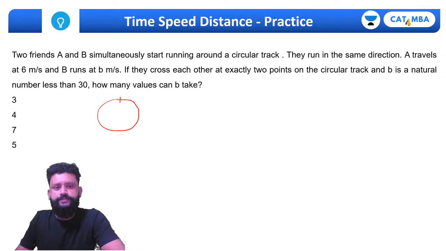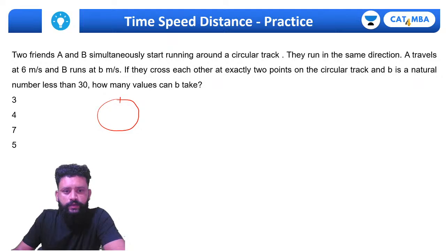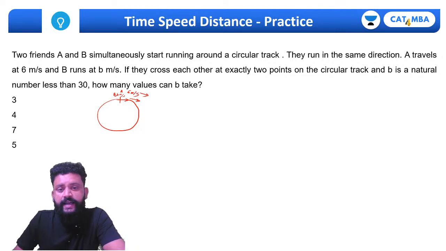So how can we solve it? A and B are going in the same direction. Okay, A's speed is 6 meters per second, B's speed is B meters per second. So they are going in the same direction. They should meet exactly 2 times.